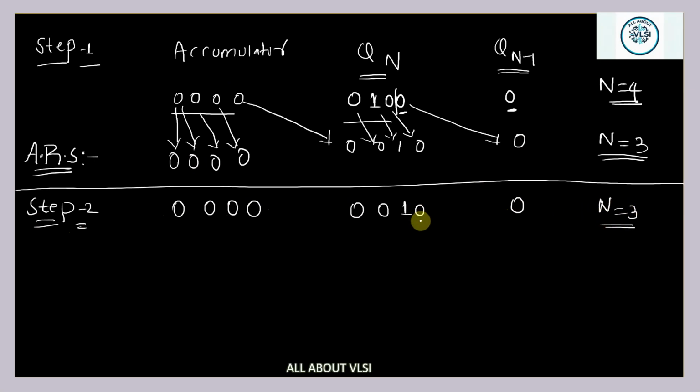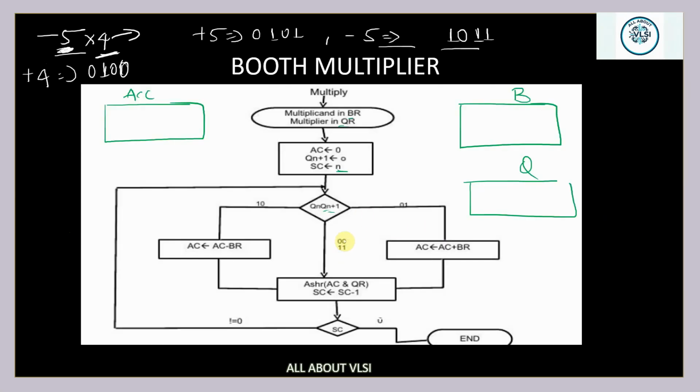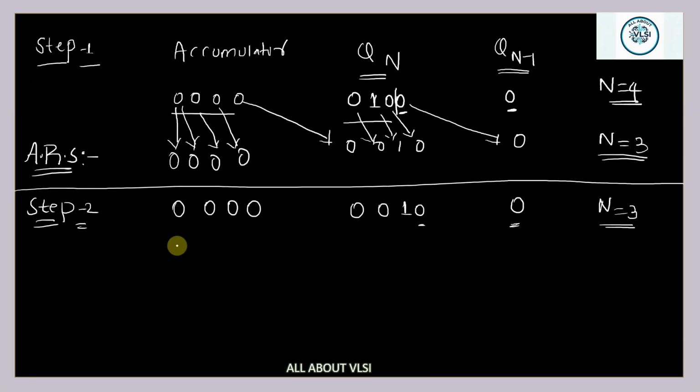Now again, my Qn LSB is 0 and my Qn minus 1 is equal to 0. If it is 0, 0 or 1, 1, I should basically perform arithmetic right shift, which is nothing but 0, 0, 0, 0, 0, 0, 0, 1. And this will be 0, and the n value will be equal to 2.